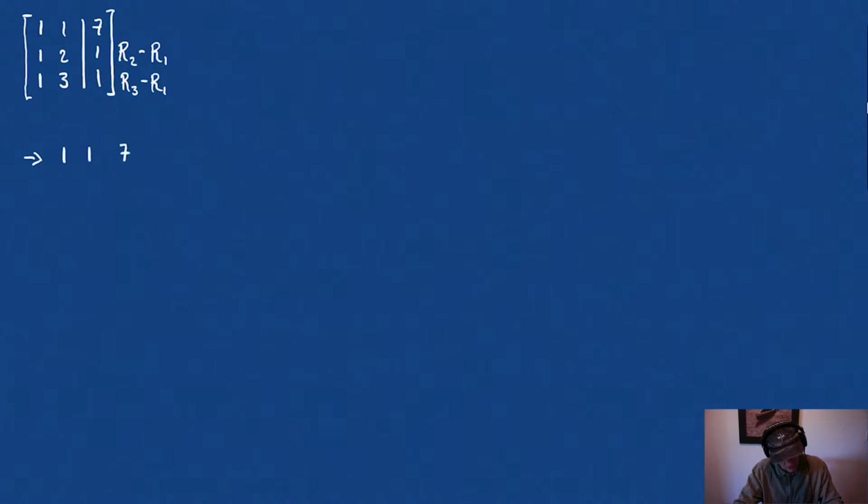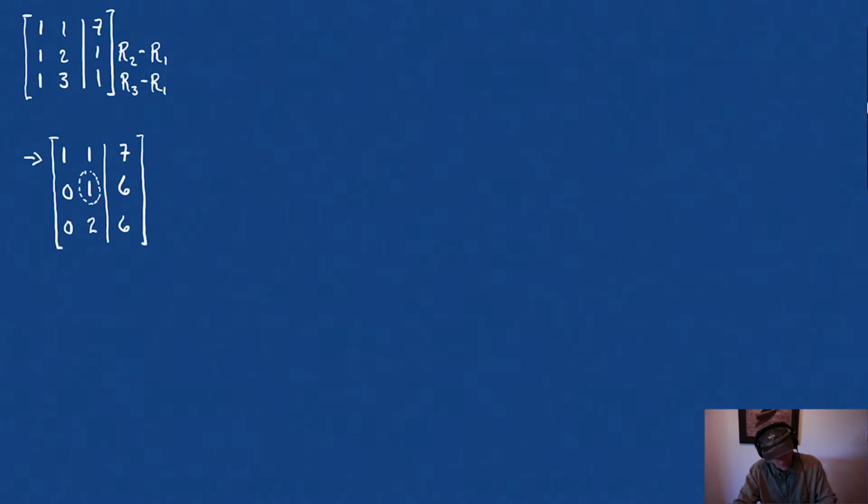So no changes in the first row. The second row becomes 0, 1, 6. Then the third row becomes 0, 3 minus 1, that's 2, and 1 minus 7, that's minus 6. And notice that we have utilized the pivot in the first column. Our next pivot is right here in row 2, column 2. So let's work on row 3.